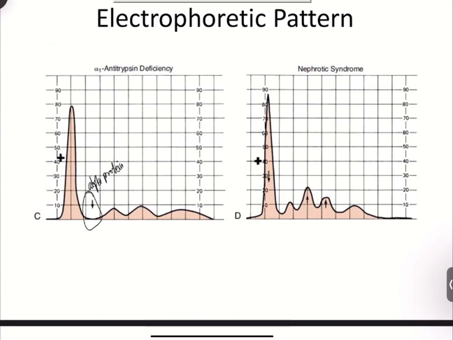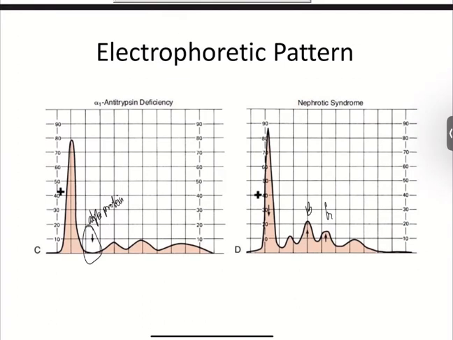Okay, next is nephrotic syndrome, increase in your beta and gamma. What increases in nephrotic syndrome? Possible na mag-increase itong beta, gamma area, and alpha. And a peak spike after your albumin is your macroglobulins.